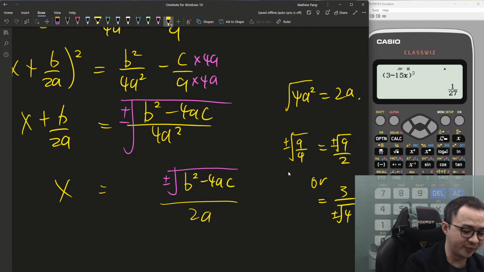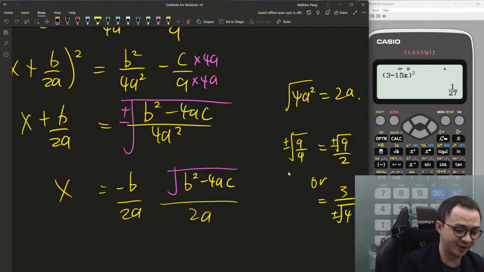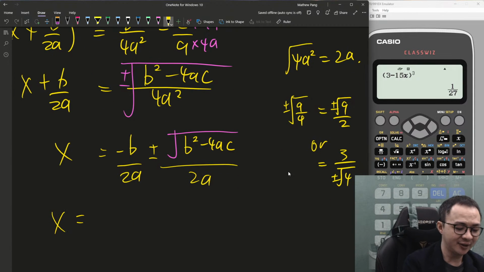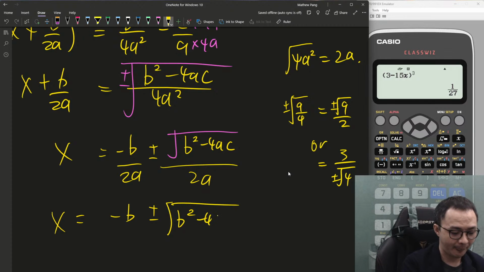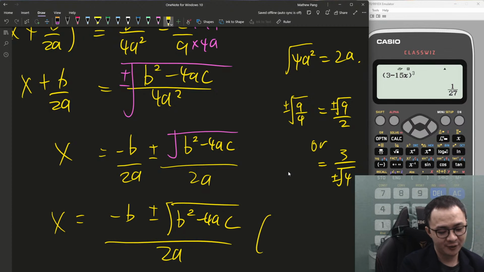Now I want to move this one. So this is minus b over 2a plus this thing, isn't it? So I got a plus minus here. Since they have the same denominator, now I got the quadratic formula. Shown.